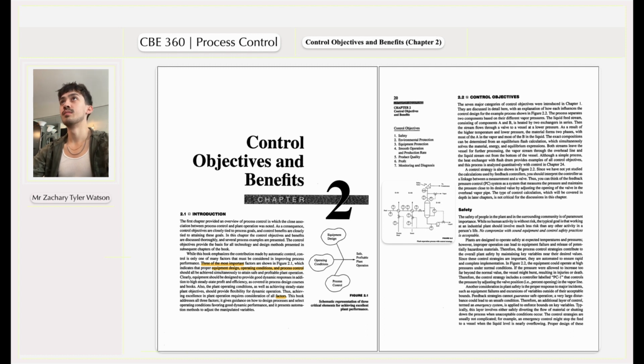So as a result of the high temperature and low pressure, the material forms two phases, with most of the A in the vapor and most of the B in the liquid. The exact compositions can be determined from an equilibrium flash calculation, which simultaneously solves the material, energy, and equilibrium expressions. Both streams leave the vessel for further processing, the vapor stream through the overhead line, and the liquid stream from the bottom of the vessel.